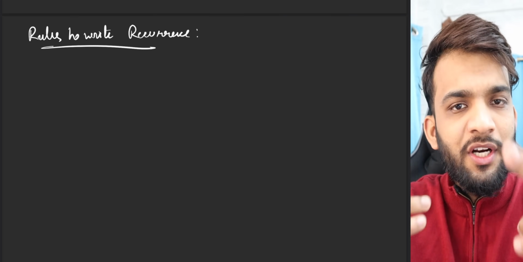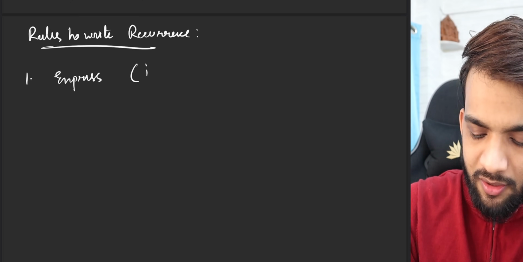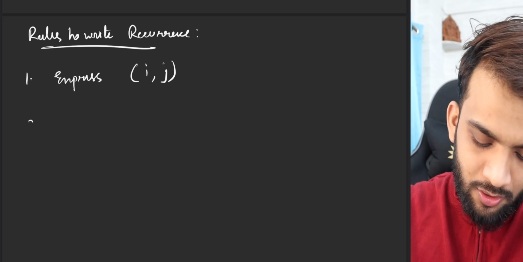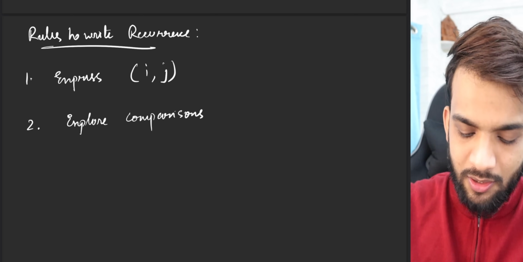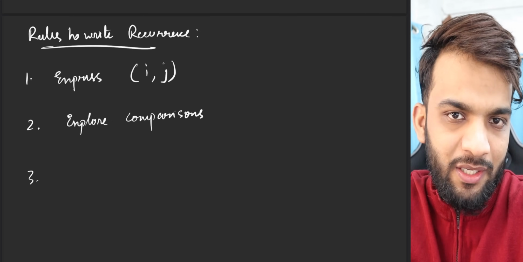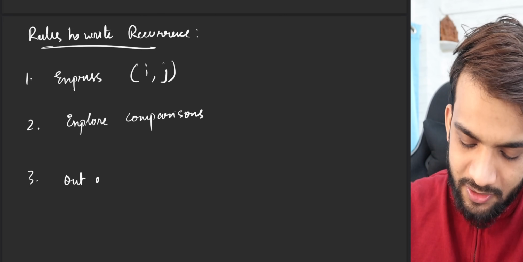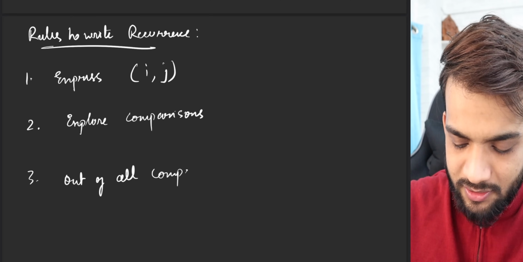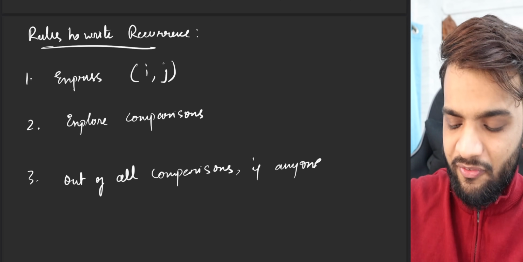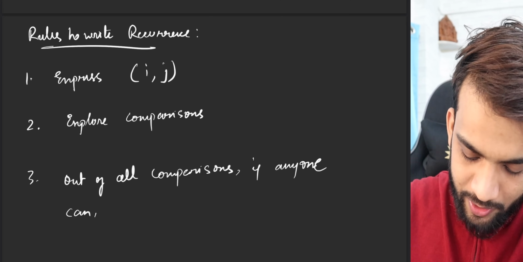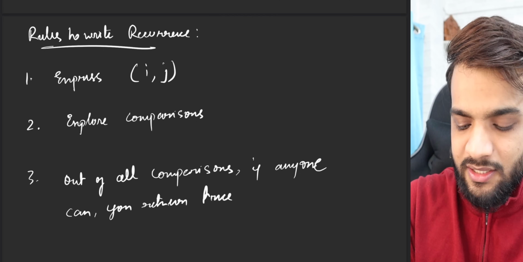What are the rules? If there are 2 strings, you express them in terms of I and J in order to compare. Try comparing, explore comparisons. Third, out of all comparisons, it is asking you, can you or can you not? So out of all comparisons, if anyone can, or if any way can, you return true, because that is how you solve true and false.